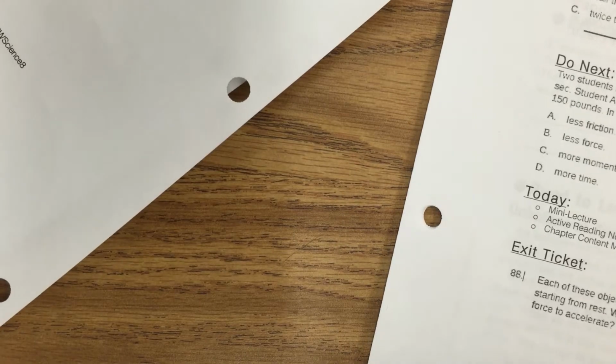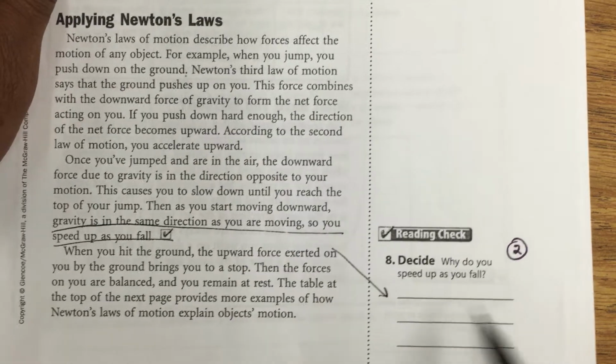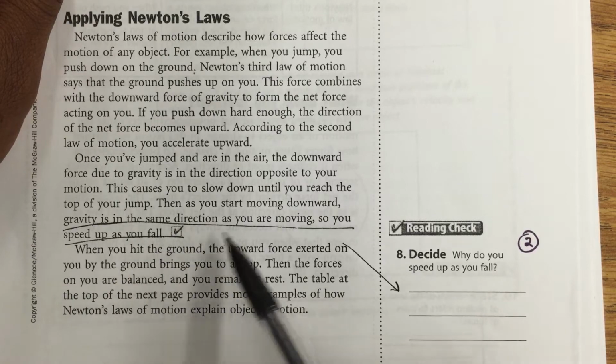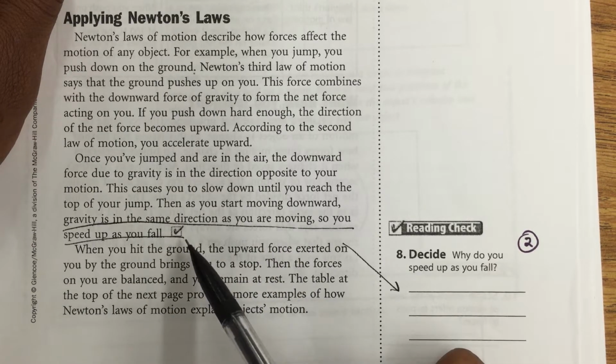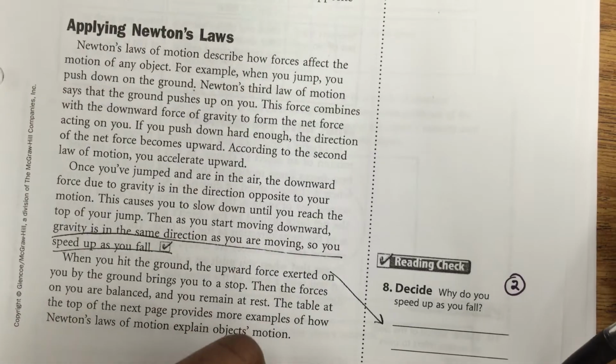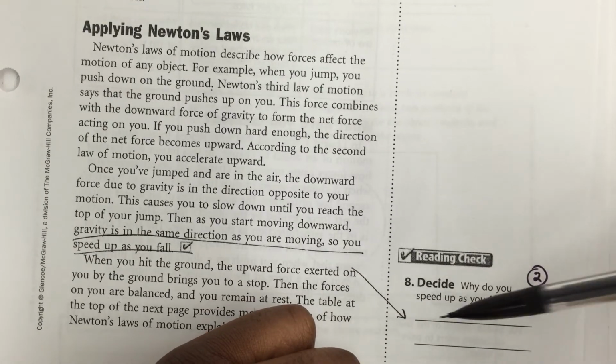Number two is over here on page 11. It says, why do you speed up as you fall? Gravity is in the same direction as you are moving, so you speed up as you fall. That's the answer. When forces combine in the same direction as the object that's already moving, that object speeds up. The same thing happens to falling objects because they're falling in the same direction that gravity is going.